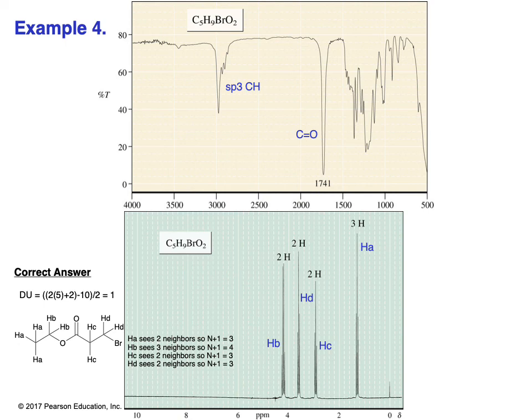I then have HC and HD that are both split into triplets because they see each other, so they see 2 neighbors each, with HD being more downfield than HC because it is next to the bromine. Whereas HC, although it's next to the carbonyl, bromine is more electron withdrawing, so HD is farther downfield.